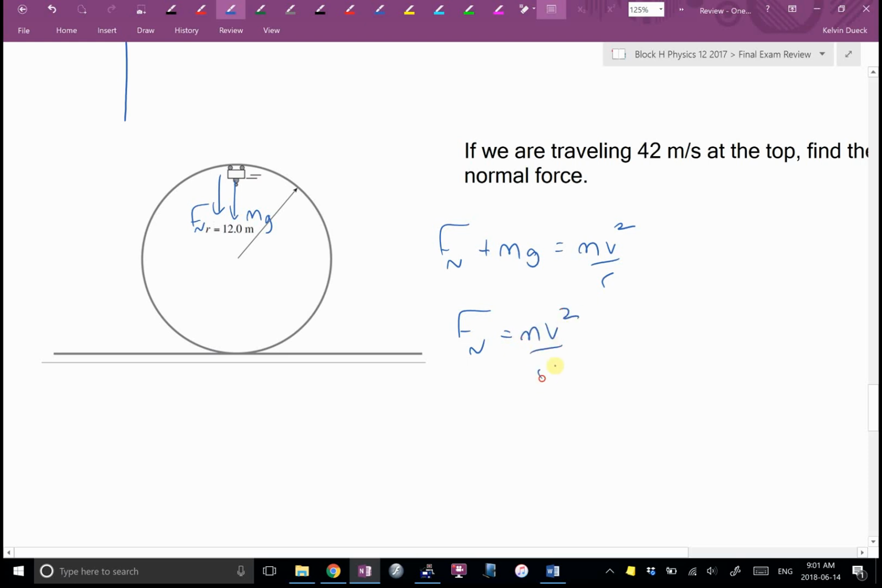mv squared over r plus mg. Does an m cancel? No. Why not? It would be canceling if I was trying to find the safe speed, because the safe speed is the same for little kids and for adults. That's why I don't have to step on a scale before you get on.